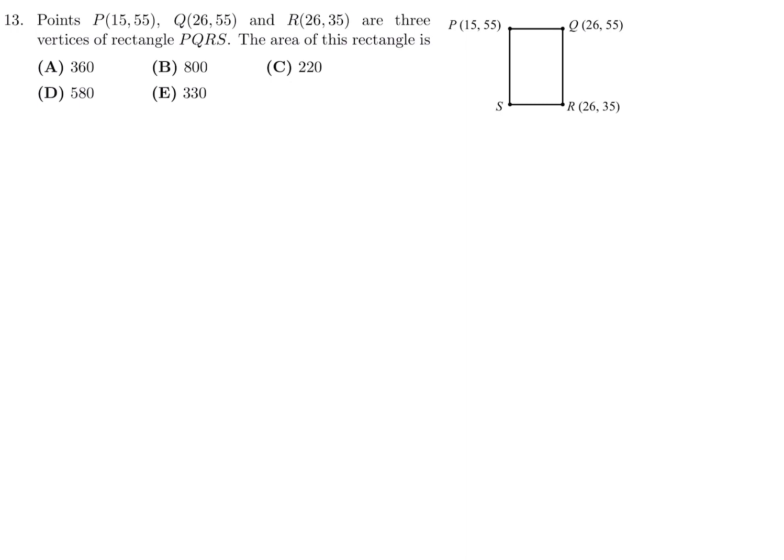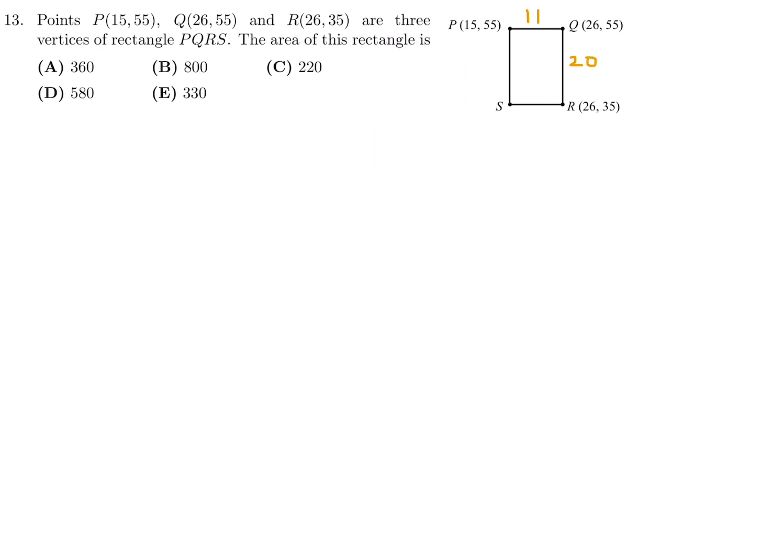Points P (15, 55), Q (26, 55), and R (26, 35) are 3 vertices of rectangle PQRS. The area of the rectangle is. The side length from here to here looks like we're going from 15 to 26, so that would be 20, or rather 11. And then here we're going from 35 to 45 on the y-axis, so that would be 20.